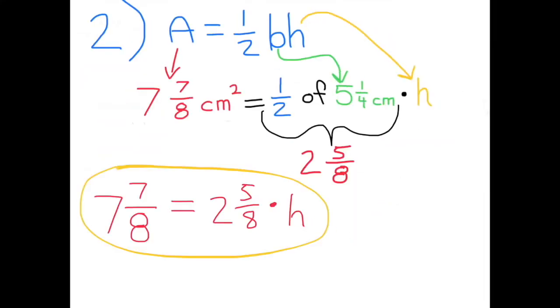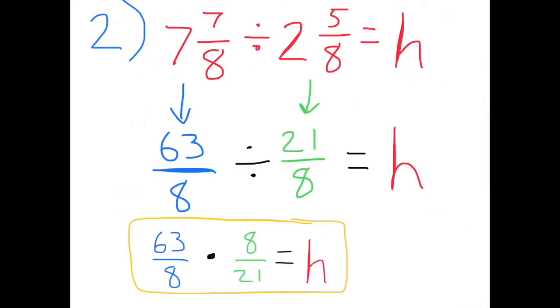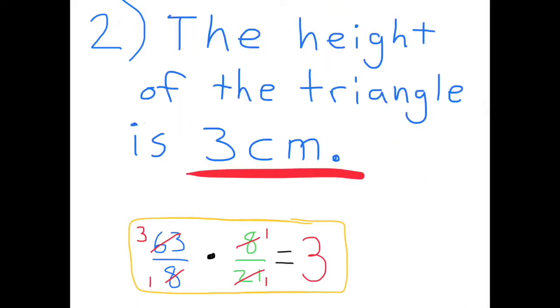The area of 7 7/8 is equal to 2 5/8 times height. The area 7 7/8 can be represented as 63/8, and the base 2 5/8 can be represented as 21/8. 63/8 divided by 21/8 will equal the height. To find that answer, we'll multiply by the reciprocal of 21/8. 63/8 times 8/21 will equal the height. And 63/8 times 8/21 equals 3. The height of the triangle is 3 centimeters.